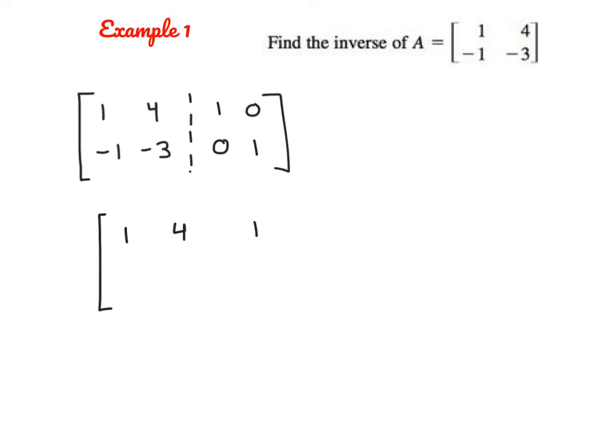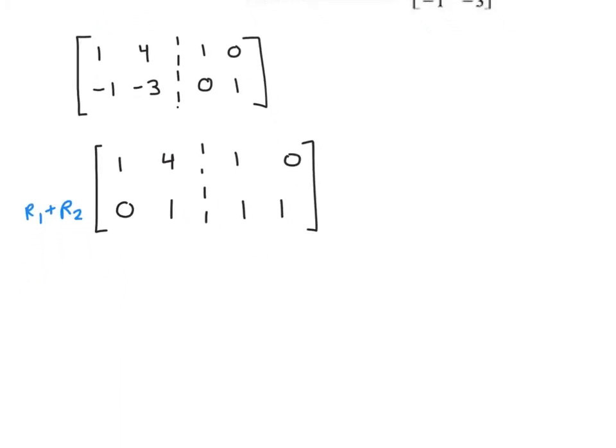I can see that I can really easily turn this into a 0 by adding row 1 and row 2 together, which will give us 0, 1, 1, 1. Which is extra nice because not only did this become a 0, but this became a 1. So now our last goal is to turn that 4 into a 0. And I can do that by multiplying row 2 by -4 and adding it to row 1.